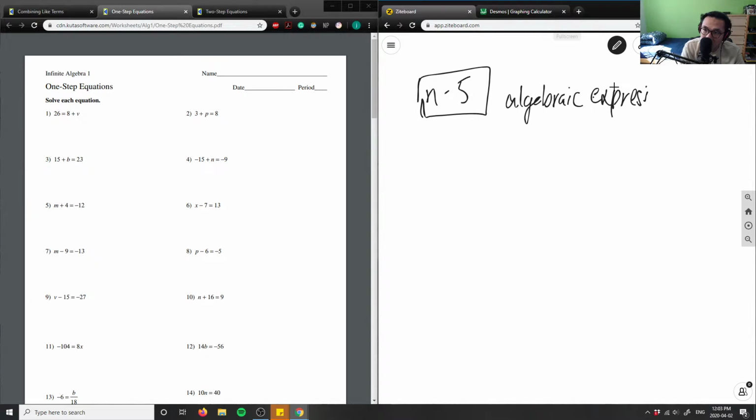But when we talk about equations, it has to have an equal sign. It has two sides, a left side and a right side. So if I did n minus 5 equals 5, for example, this here is an equation. How do I define an equation? A key feature of an equation is that it has an equal sign, right? The word equal is in the word equation. So in an equation, I have a left side, a right side, and an equal sign.